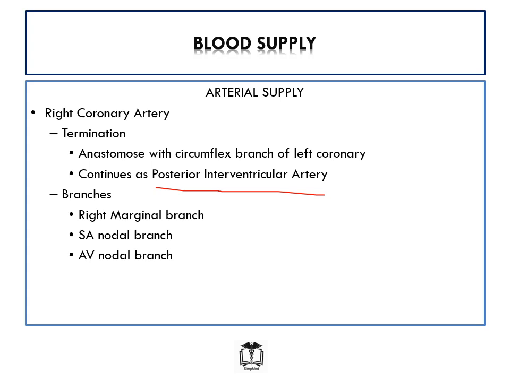So the terminal branch is the posterior interventricular artery, but aside from the terminal branch, it also has a right marginal branch that supplies the right atrium. It also has the SA nodal branch and the AV nodal branch that supply the SA node and the AV node respectively.